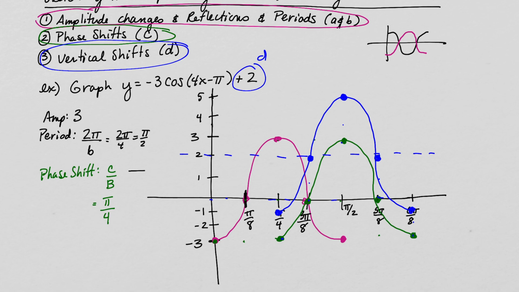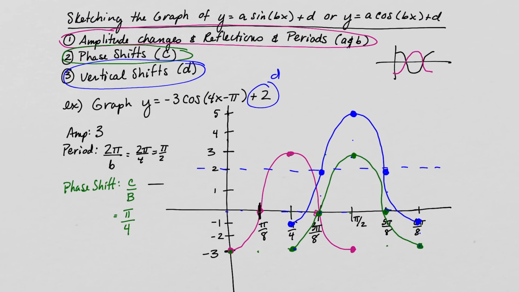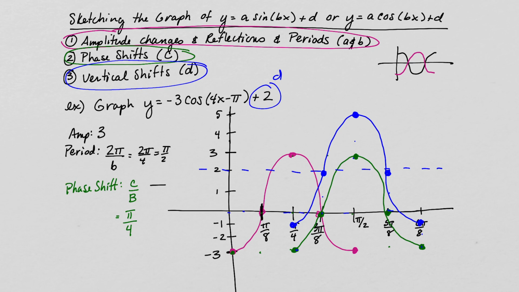So there are a lot of steps, but you just have to do them one at a time to see what's going on. You want to do the amplitude changes, reflections, and periods first, then the phase shifts, and then the vertical shifts. You just have to do them carefully when you have more than one thing put together.